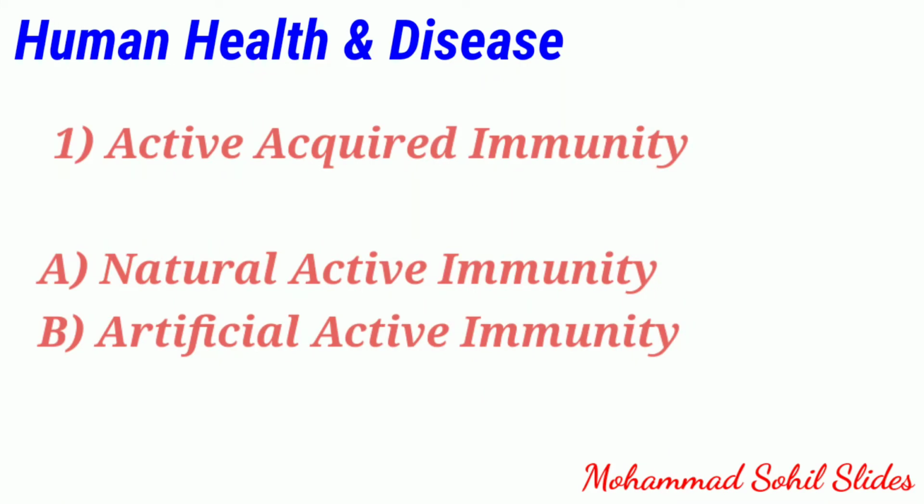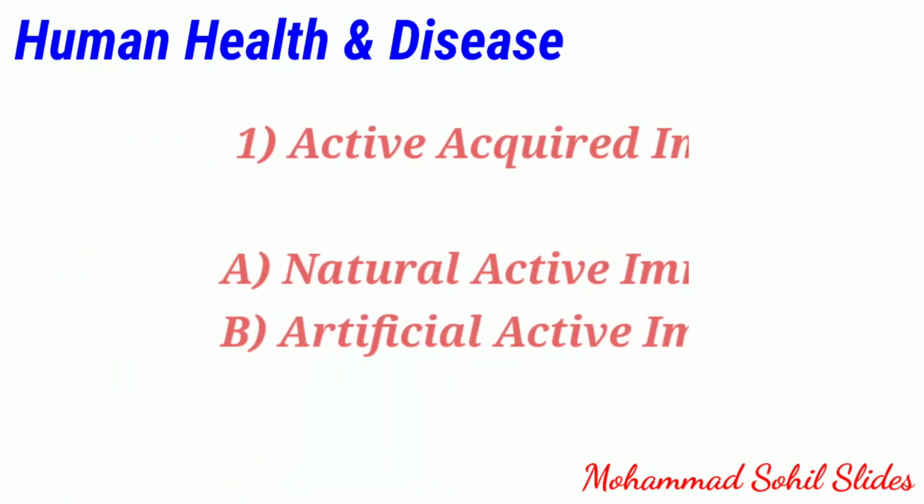Active immunity is generated when antibodies are produced by B lymphocytes in the body's own tissue when they encounter antigens. There are two types of active acquired immunity: natural active immunity and artificial active immunity. Now, what is natural acquired immunity?